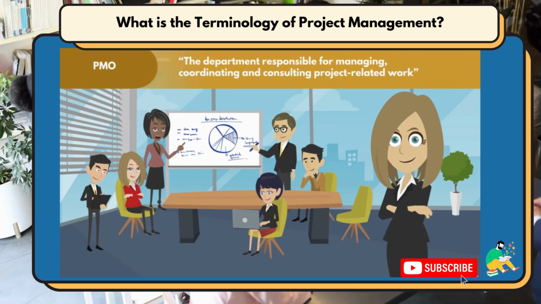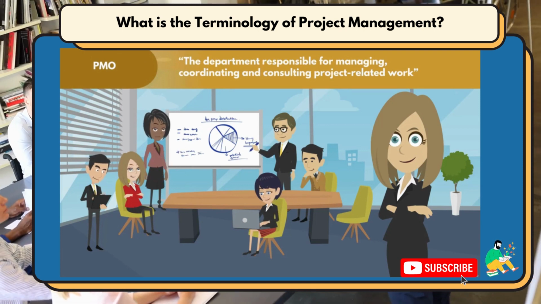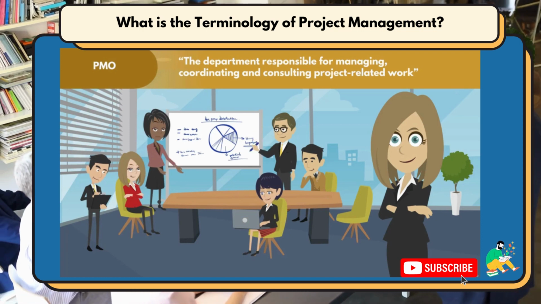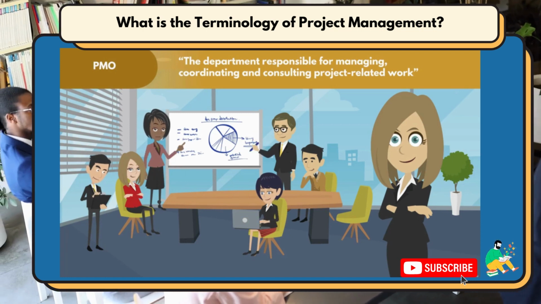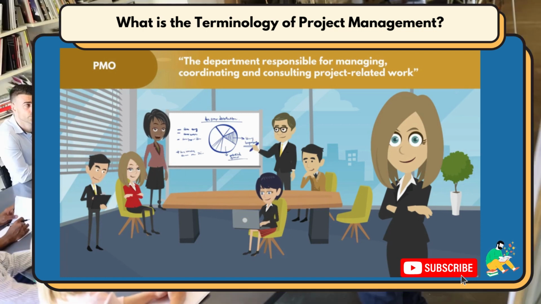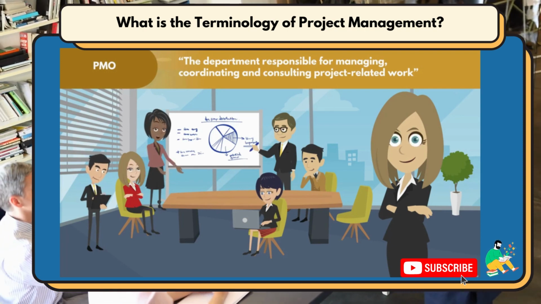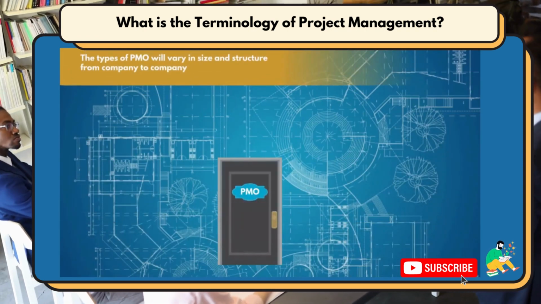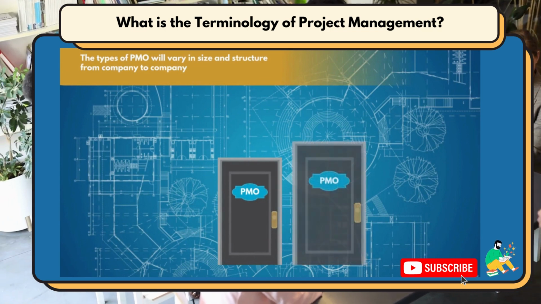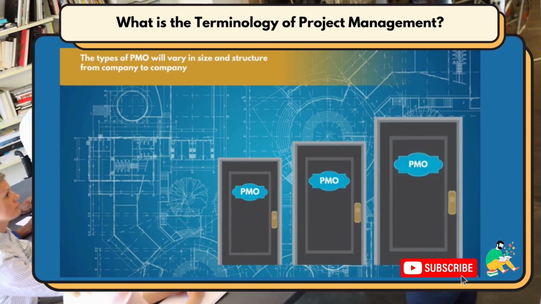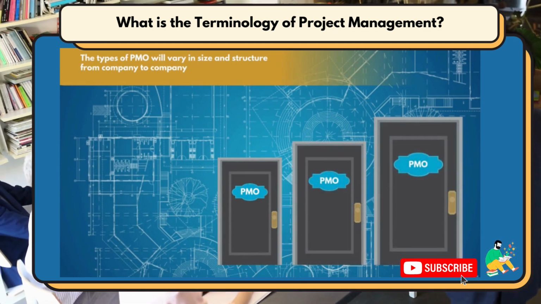In the PMO, you will find project and program managers, project coordinators, analysts, and more, all working to ensure the projects of the organization are properly managed. The types of PMO will vary in size and structure from company to company. Some don't even have a PMO.